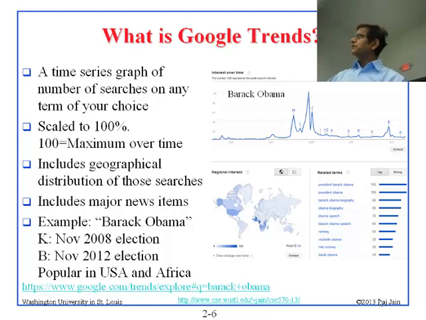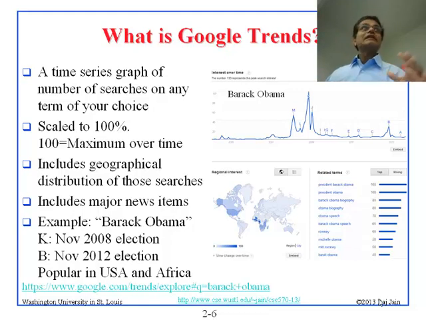I have taken an example of Barack Obama. You can see that not many people knew him before, but there was a peak of people who wanted to know about him in, what, November 2008? Why? You all know that, right? He was elected as president, and so everybody all over the world wants to know. And so that is the peak.